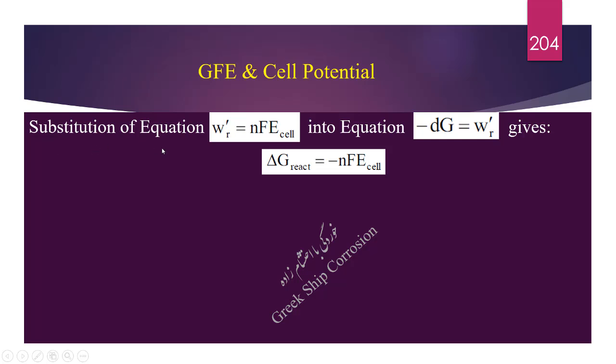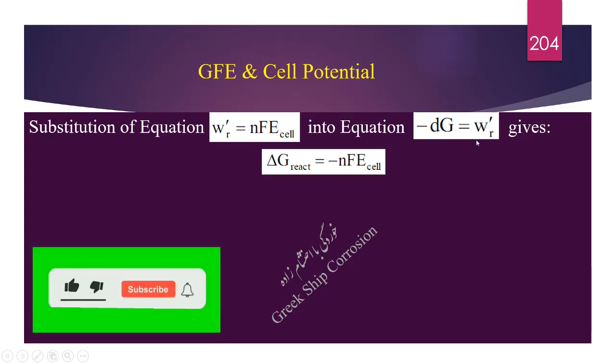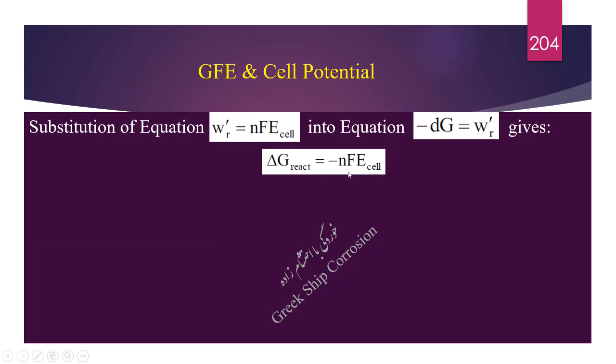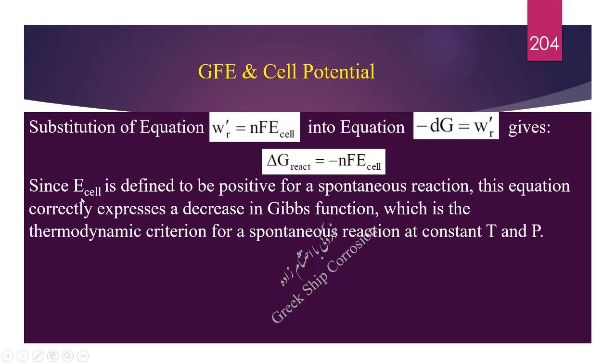Substitution of equation W'(R) equals N times F times E cell into equation the negative Gibbs free energy change equals W'(R) gives Gibbs free energy change of the reaction equals the negative N times F times E cell. Since E cell is defined to be positive for a spontaneous reaction, this equation correctly expresses a decrease in Gibbs function, which is the thermodynamic criterion for a spontaneous reaction at constant temperature and pressure.